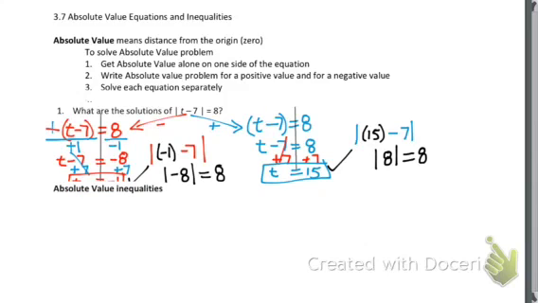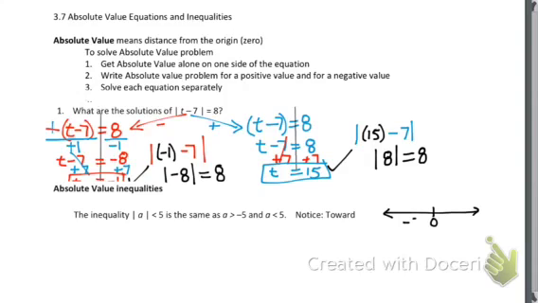So absolute value inequalities, we'll go over them in much more detail in class, but basically the inequality of the absolute value of a is less than 5 is the same thing as saying a has to be greater than negative 5 and a has to be less than 5. So it has to stay between.